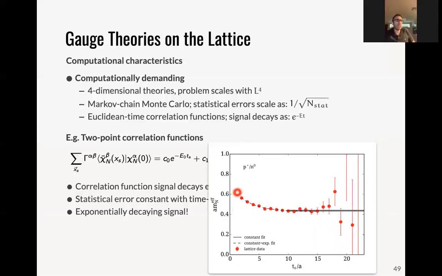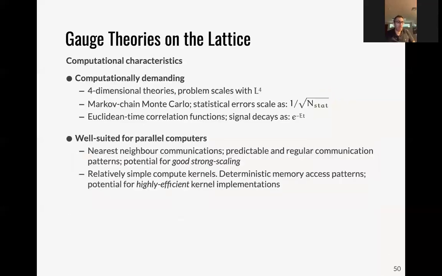And you see that what you're trying to do is take the time separation as large as possible in order to see where this plateau region is reached. But you need to take it as early as possible, because if you go too far in the time separation, then of course this exponentially decaying signal will kill you. Okay, so you're basically looking for a window here to fit this constant behavior. Okay, so that's what we mean here by the statistical error scaling as one over square root of N, whereas the signal decays exponentially.